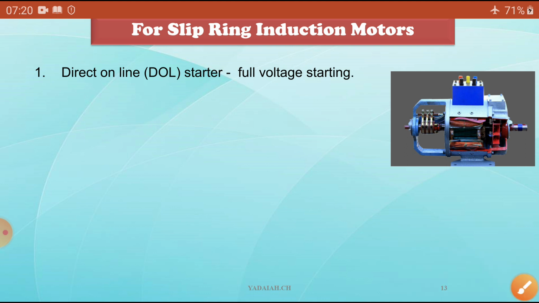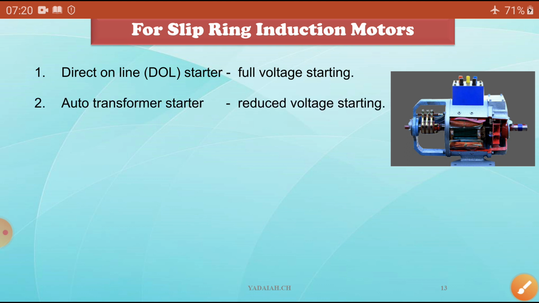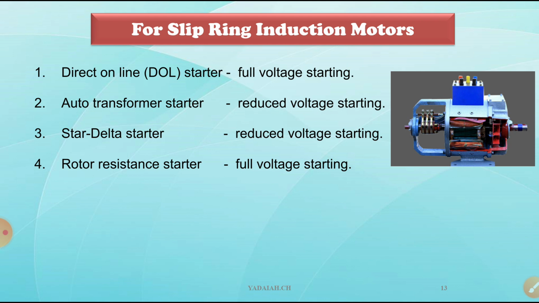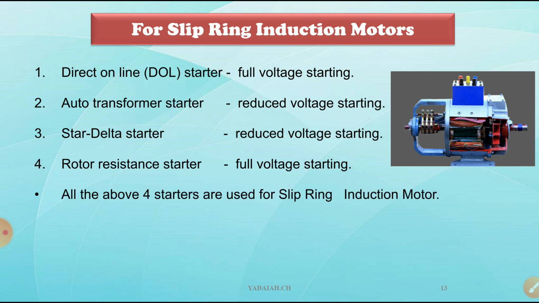So what are the starters? From the stator side I can use the DOL starter for full voltage during starting, an auto transformer for reduced voltage, and a star delta starter for reduced voltage. These are the stator side. Suppose I don't want the stator side, I can use the rotor resistance starter permanently, in case of a brake test or loading test, only for voltage.